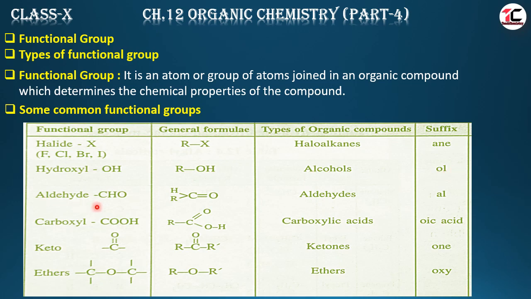For the aldehyde group, it is CHO. The general formula is RCHO and the compounds are aldehydes with the suffix al. For the carboxyl group, the formula is COOH. General formula is RCOOH and the compounds formed are carboxylic acids and the suffix is oic acid. Keto and ethers are also functional groups. We will study these functional groups in the higher classes.